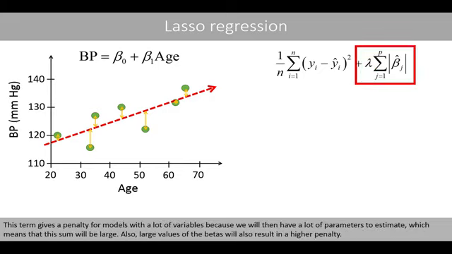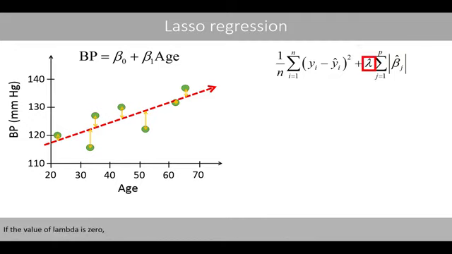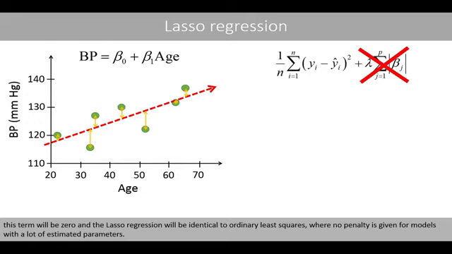This term gives a penalty for models with a lot of variables because we will then have a lot of parameters to estimate, which means that this sum will be large. Also, large values of these parameters will result in a high penalty. If the value of lambda is 0, this term will be 0 and the Lasso regression will be identical to ordinary least squares, where no penalty is given for models with a lot of estimated parameters.